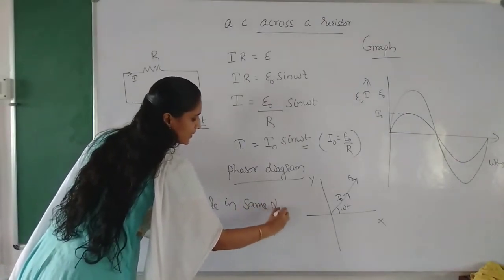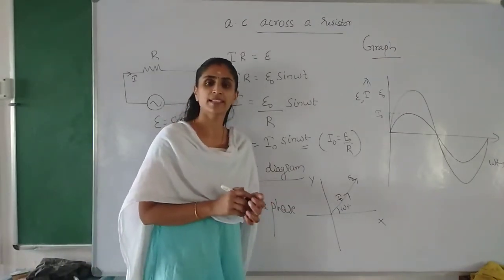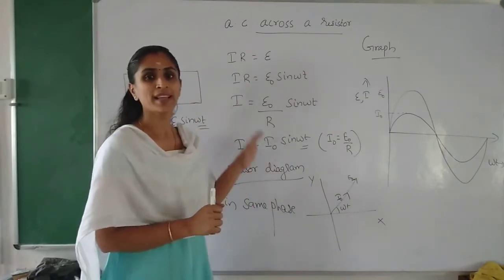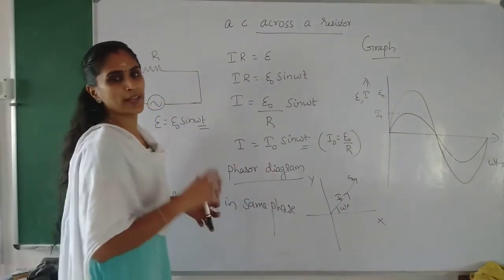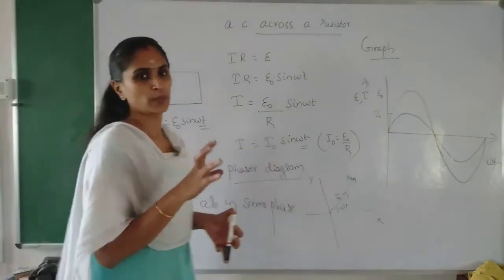So when one quantity reaches maximum, the other quantity also reaches maximum, and when one quantity reaches minimum, the other quantity also reaches minimum. This is what is meant by same phase. Now we will discuss one or two problems based on this and we will close it.